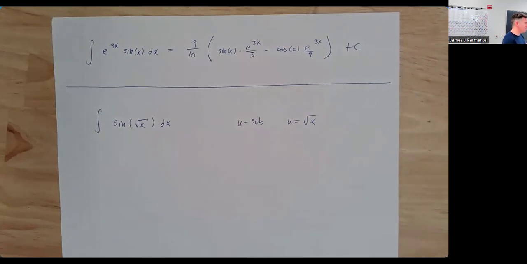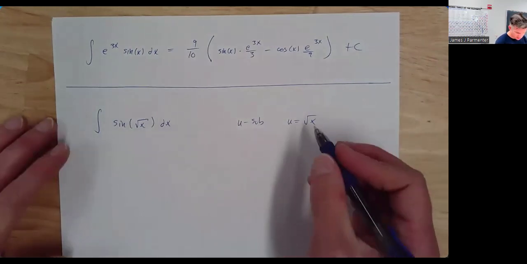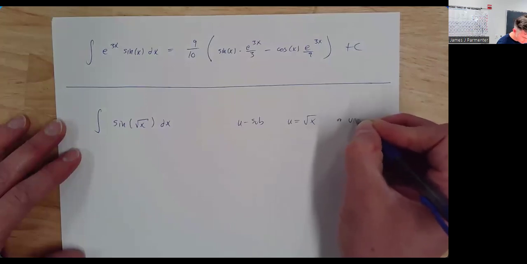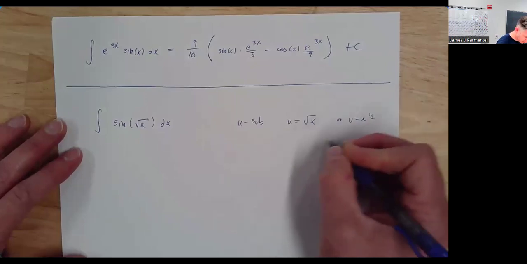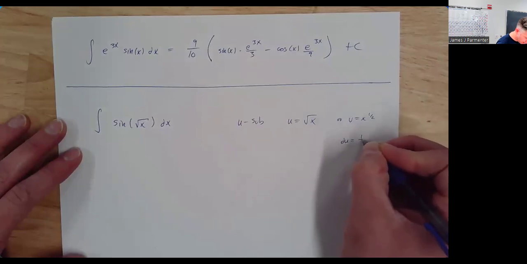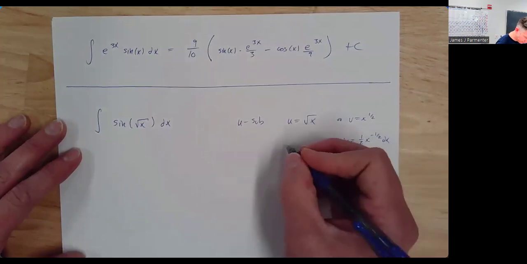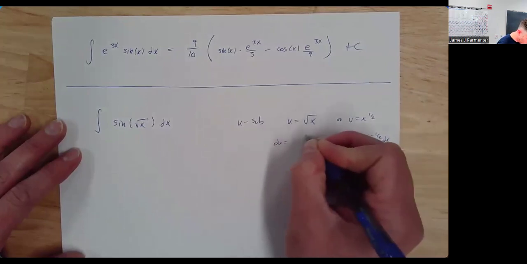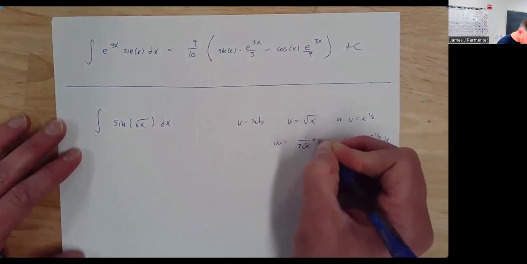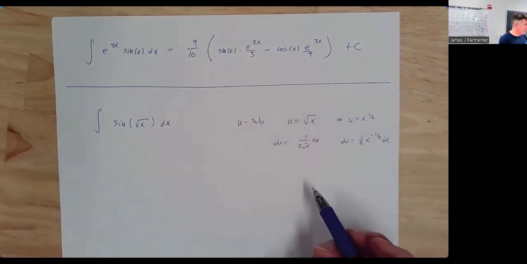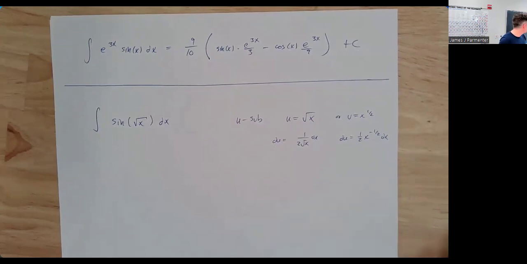And immediately I'm disappointed by this because if my u is the square root of x, which is x to the 1/2, my du is 1/2 x to the negative 1/2 dx. Or as I would prefer to write it, my du is 1 over 2 root x dx. And I'm disappointed because I really don't have that, not at all in the least. Problem here is I'm kind of stuck.